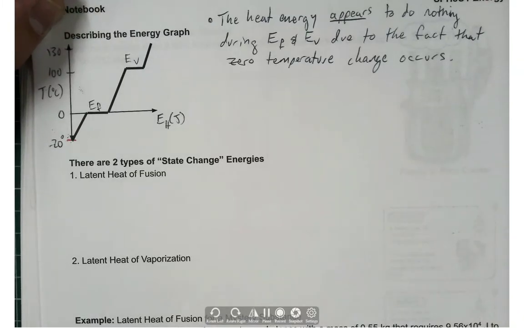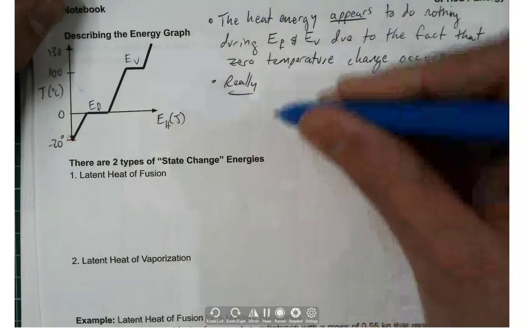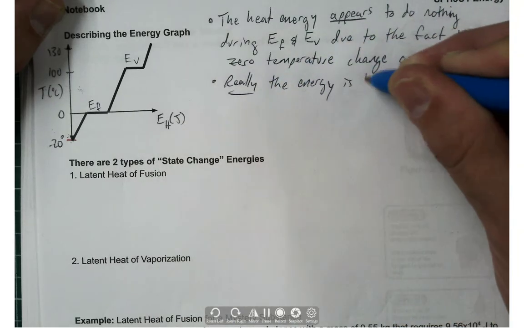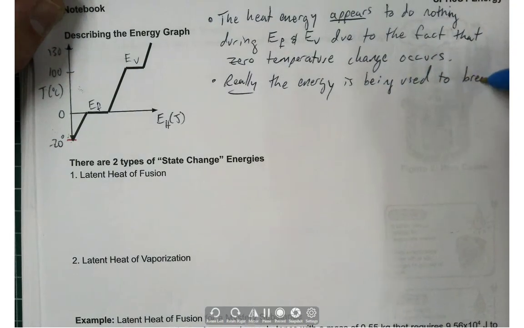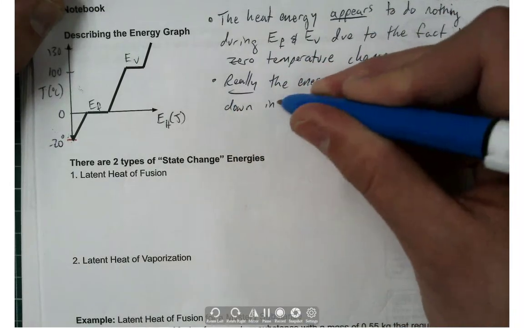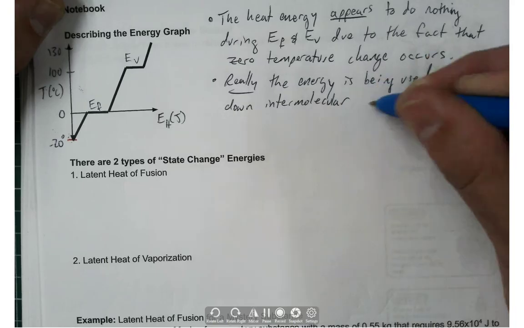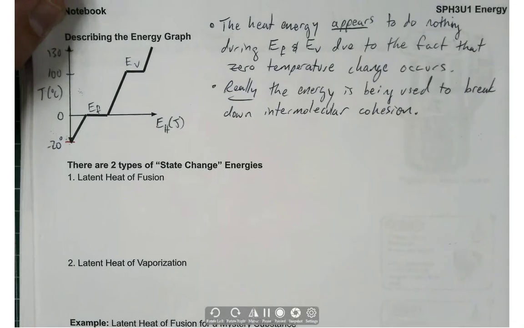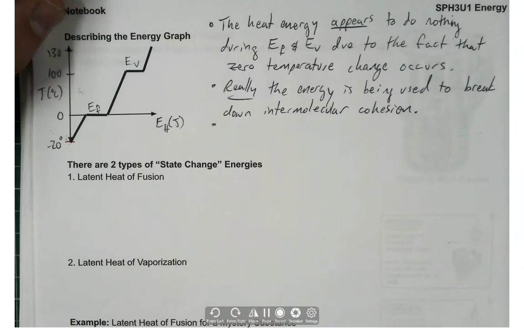The particles are getting vibrated faster and faster. So we can say really, as opposed to what it appears to do, the energy is being used to break down intermolecular connections. Cohesion. So that's what's actually happening. Even though it's not raising in temperature, those connections between particles are breaking down as you shake harder, harder, harder.